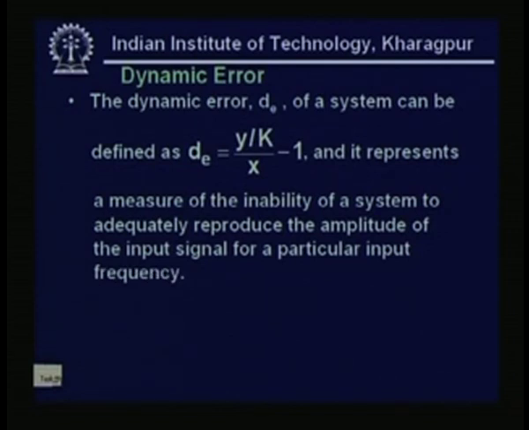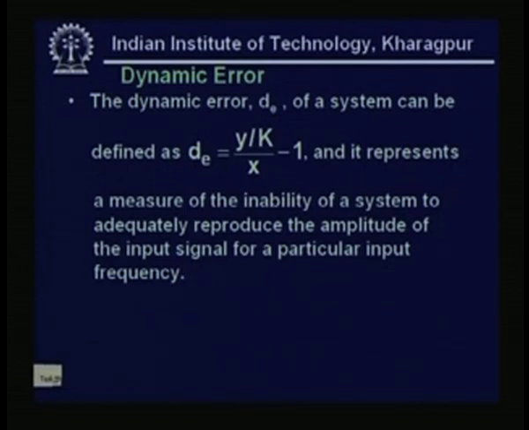Dynamic error d of a system can be defined as d equal to y by k by x minus 1, and it represents a measure of the inability of a system to adequately reproduce the amplitude of the input signal for a particular input frequency, right.